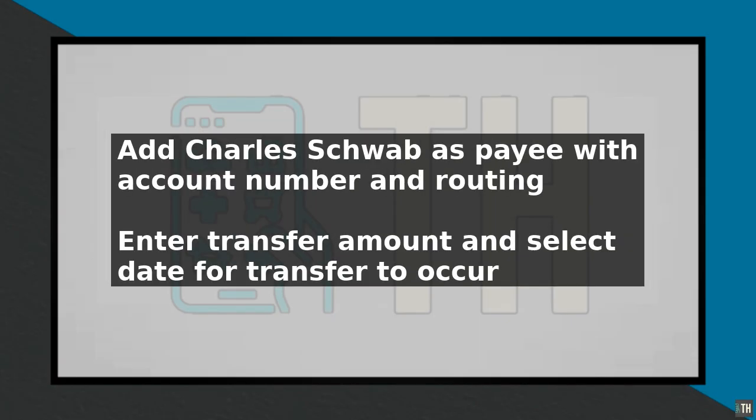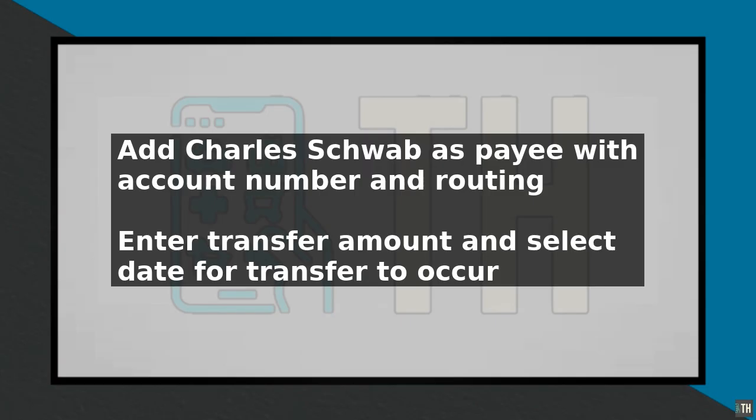To do this, click on the Add Payee option and enter the required information, including the account number and routing number for your Charles Schwab account. The routing number for Charles Schwab is 121,202,211. After adding Charles Schwab as a payee, you can proceed with the transfer.